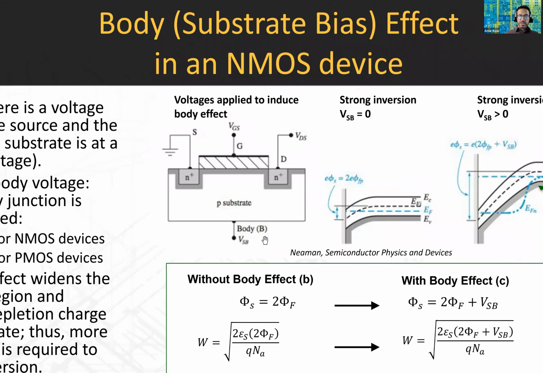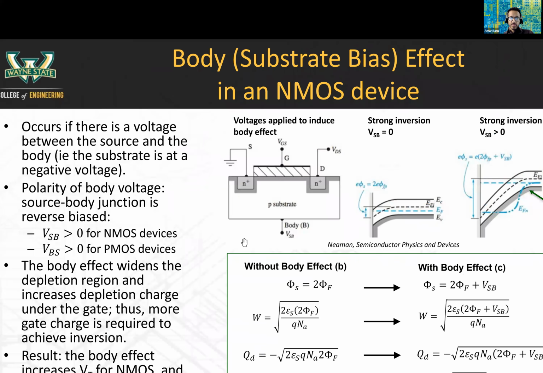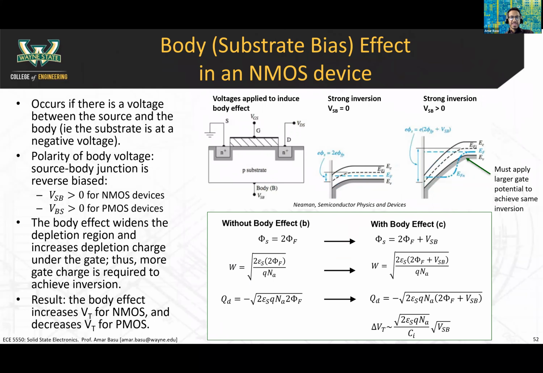So why would we want to do this? If we apply this negative potential to the body, it turns out we can change the threshold voltage. So if you're doing experiments, it's nice to be able to tune the threshold voltages just by applying a voltage to the bottom of the substrate. So that's what the body effect is.